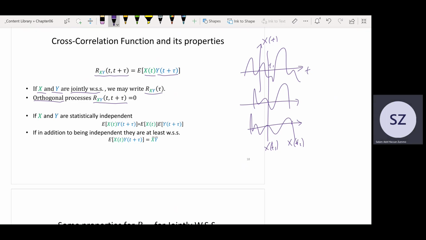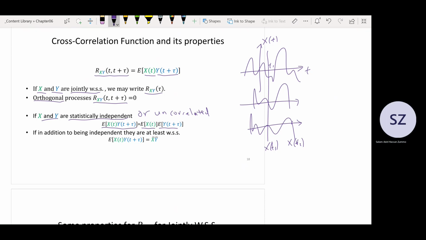Now, if the two random processes are statistically independent, we know that the correlation function can be split into the product of the two means. If they are independent or what? Uncorrelated, exactly. If they're independent or uncorrelated, then the correlation function can be split into the product of the two means.